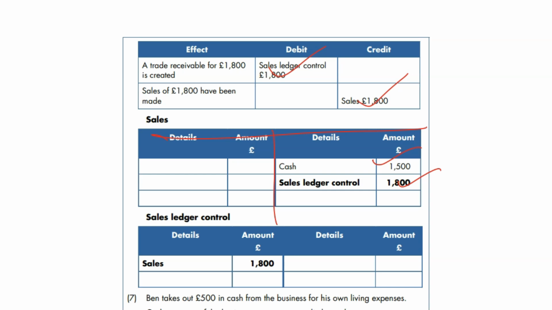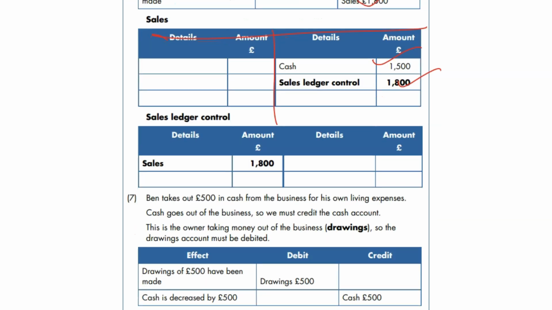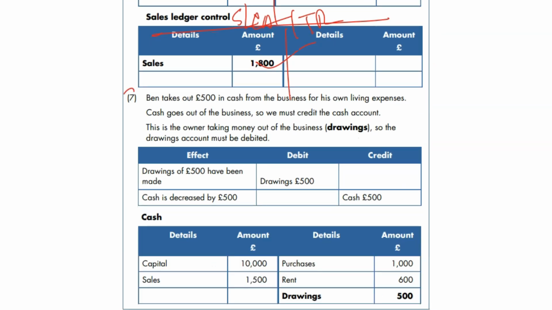Sales credit and sales ledger control. If it is a one person, sales ledger could have said. But anyway, sales ledger control debit, SLCA, or trade receivables debit.